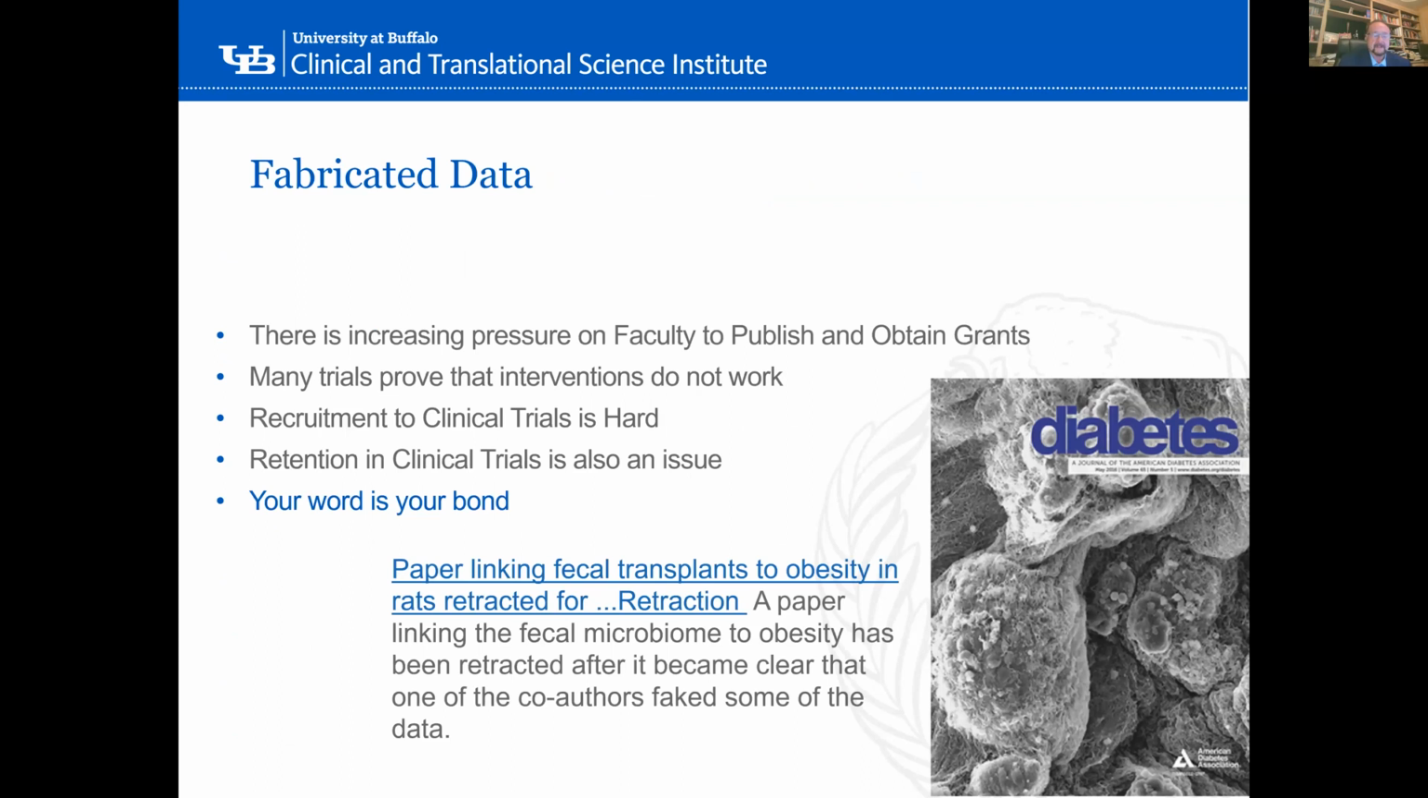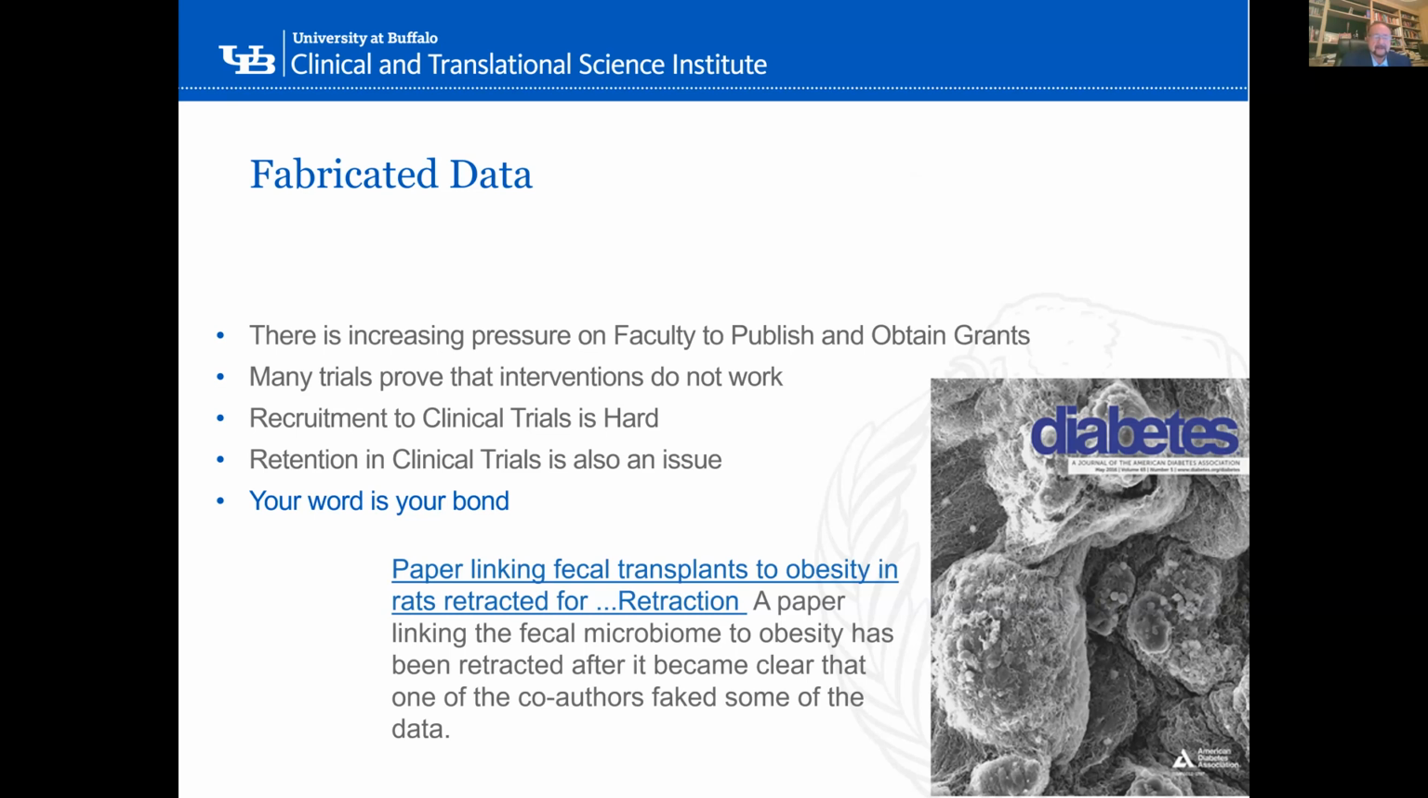So here's an article that was retracted. There's a retraction index. There's increased pressure on faculty to publish and obtain grants. Many trials prove that interventions do not work. Recruitment to clinical trials is hard, and trials are often at least 6 months behind. Retention in clinical trials is also an issue. And remember, as a scientist, your word is your bond. I mean, that's what we really have, is that people believe what we say.